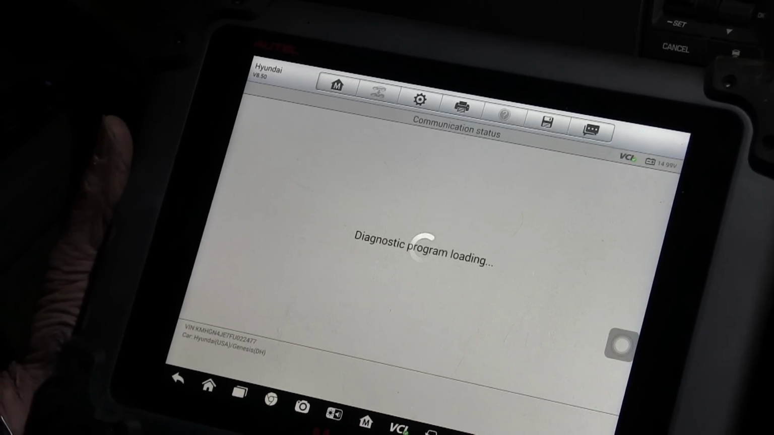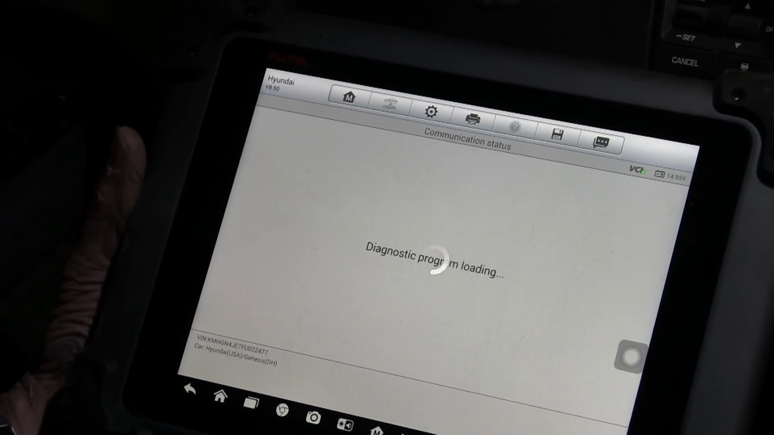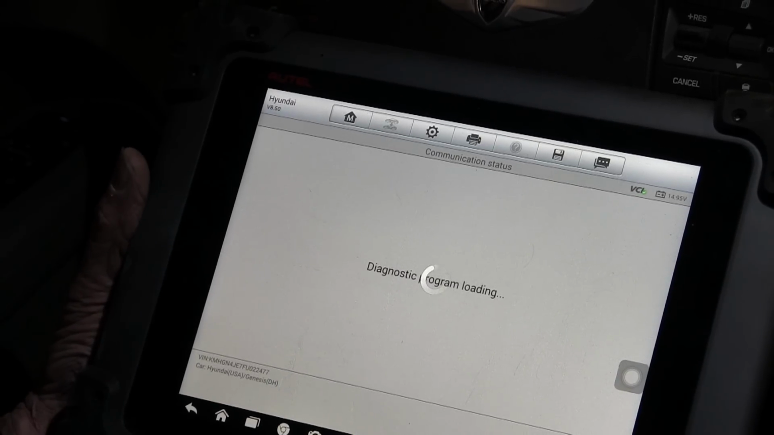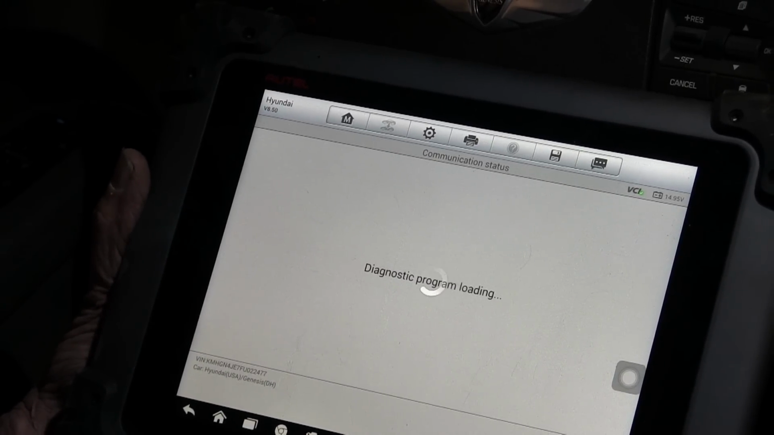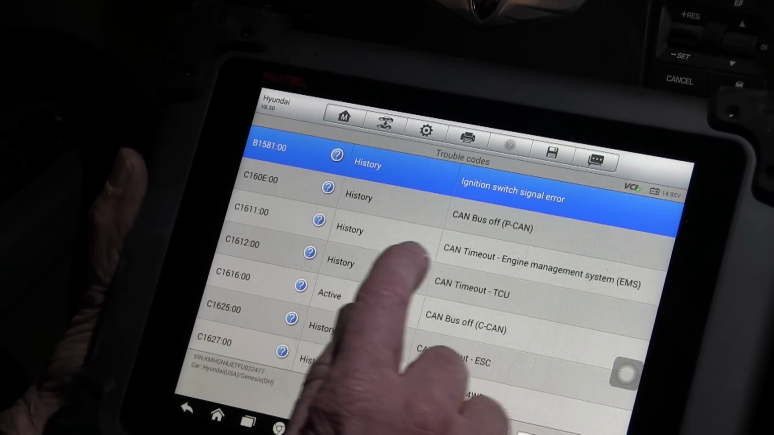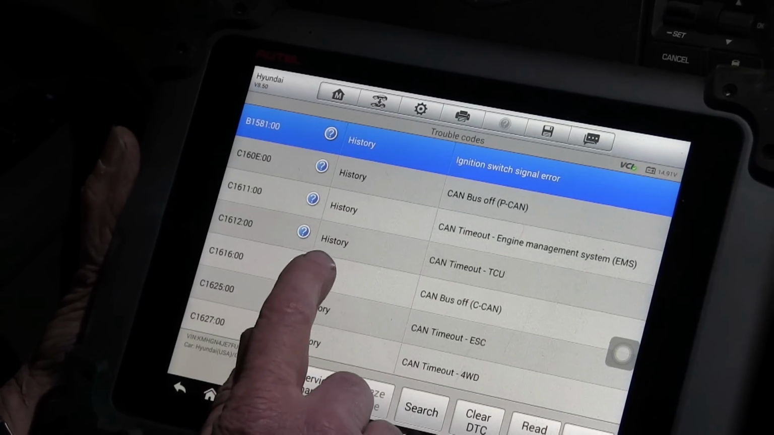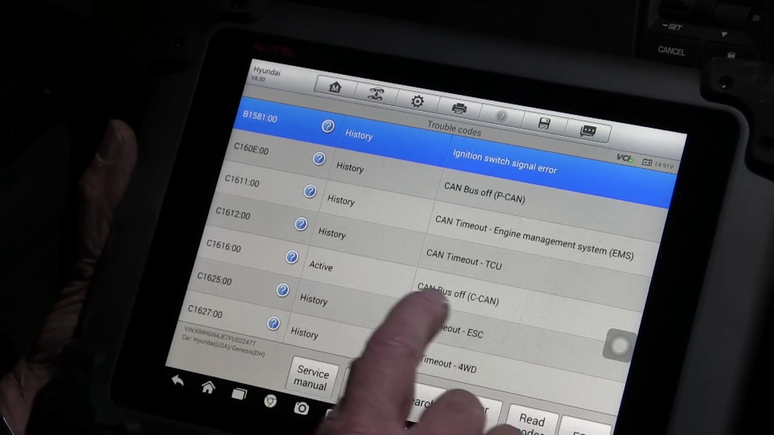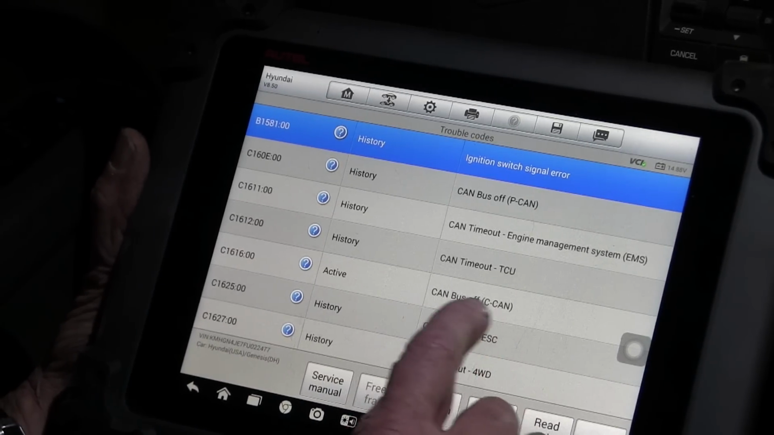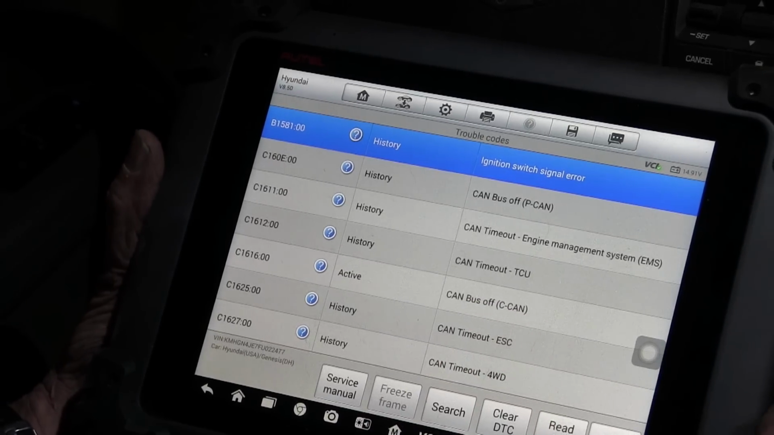Now the gateway is going to have all of the data. It's going to have low and high speed, and it's going to be able to tell me a better idea of which bus is down or if multiple buses are down. Okay, here we've got a history code on CAN, but active again, the C-CAN bus is down and it is active, so it says this bus is off.